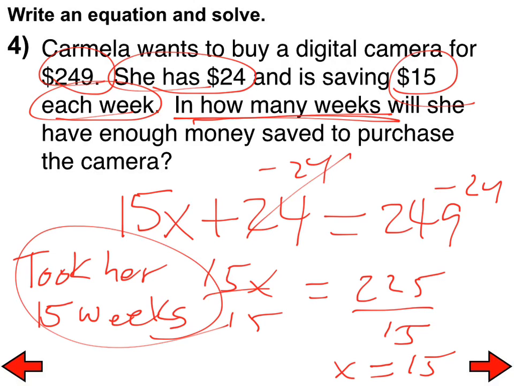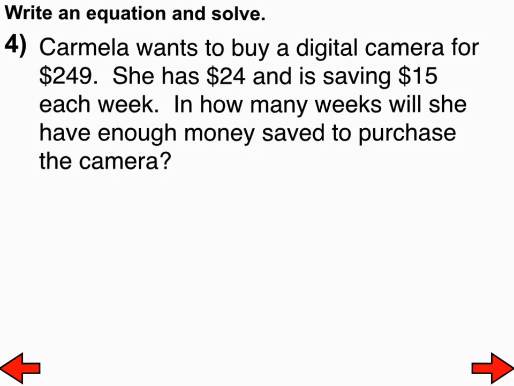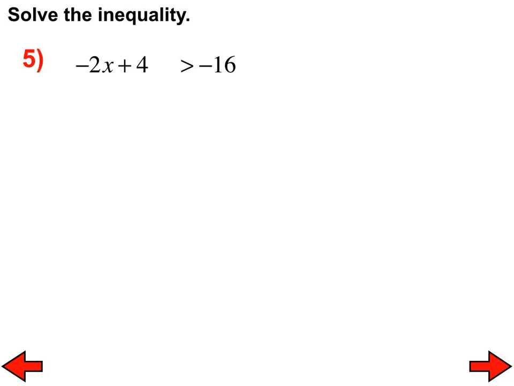All right, let's take a look now at number 5 and number 6. Now we shift our focus to inequalities. Now when we solve an inequality, there really are two things that are different. Number one, we typically are supposed to graph the solution. The other thing is sometimes we have to flip the inequality symbol. When do we have to flip the inequality symbol? When you're multiplying or dividing by a negative number.